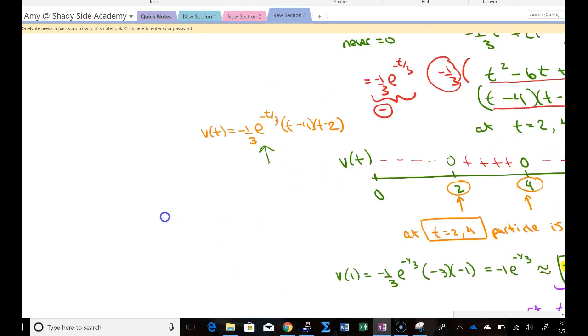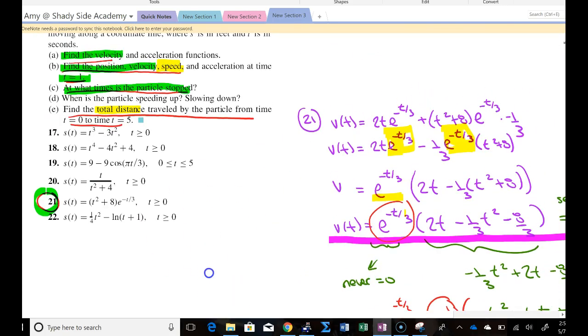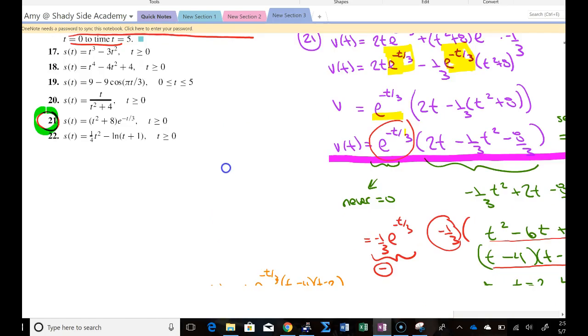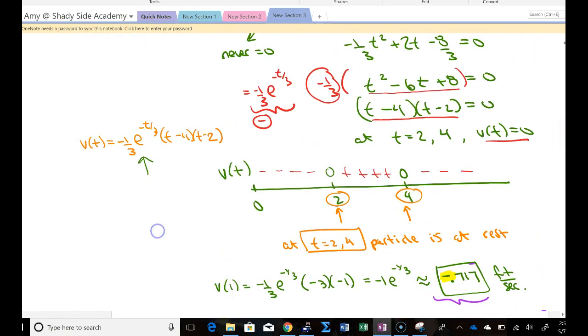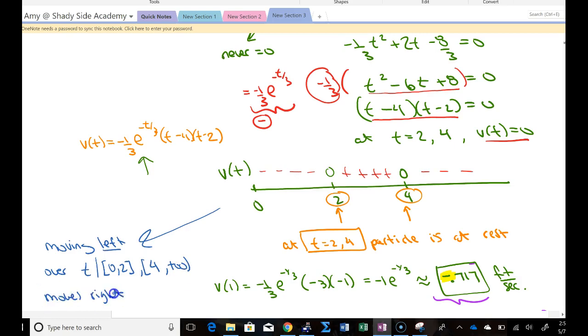All right. A couple things to go over here before I go into the next thing. I want to talk about when we talk about whether the particle is moving right or moving left. I know we said in class that the particle is moving left over the interval of time from 0 to 2 and 4 to positive infinity. I don't think it has an end time, right? And it's moving right over the interval of time from 2 to 4.